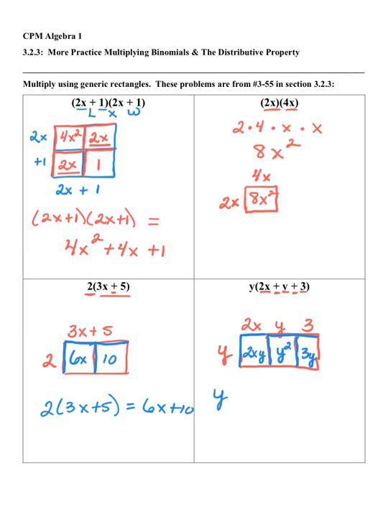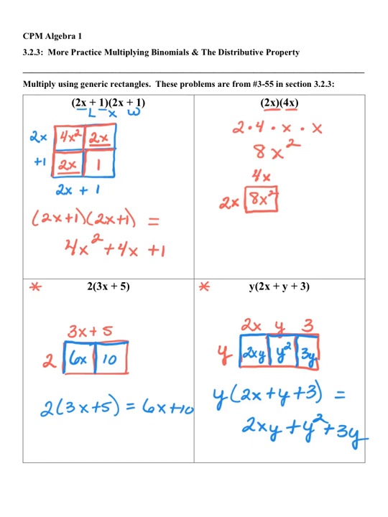So y times 2x plus y plus 3 is equal to 2xy plus y squared plus 3y. Now in the next part of this lesson, I'm going to show you a little shortcut you can use when you have problems that are set up like these last two, okay?